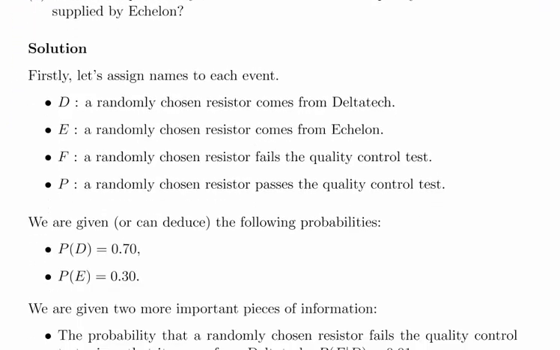Now, this is handy to do in each case. If you've got a lot of time in your question, you maybe don't have to go into the same level of detail as I do, or you don't have to write it out, but definitely have something to explain your notation, because maybe it won't be as intuitive as you think. So here I'm going to say D means Delta Tech, E means Echelon, F means fail the test, and P means pass the test. I don't think we're really going to use P in this particular video.